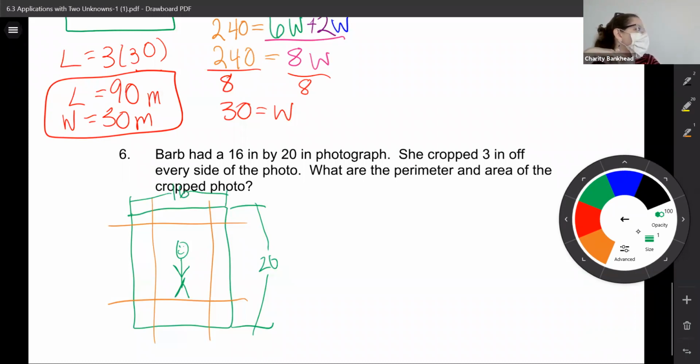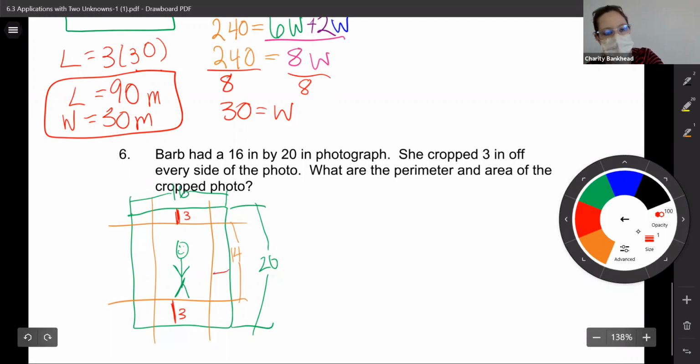So what would be the new height of the photo? But you took off 3, so 3 from here and 3 from here. So that would be 14. And then the new width of the photo would be 10. So it's now 14 by 10.